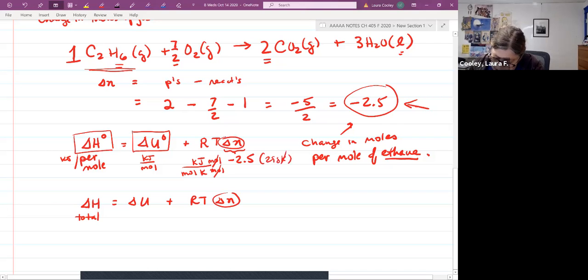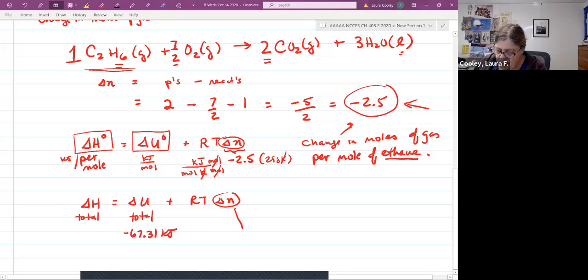So Kelvins would cancel. So this negative 2.5 is the change in moles of gas per mole of ethane. But if we were trying to start with the delta U total, that was the negative 67.31. That was just kilojoules.